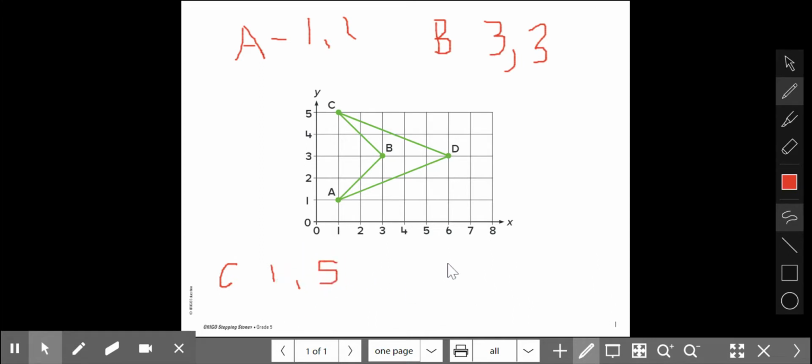And then D. D is the hardest one, only because it's the furthest one away from all of our numbers, but we just still need to be careful. We'll start at the point D, and we're going to go down to our x-axis. So we have a 6, and then we're going to go over to our y-axis, which is 3. So we would write them out like this: x-coordinate, y-coordinate is how we would want to say that.